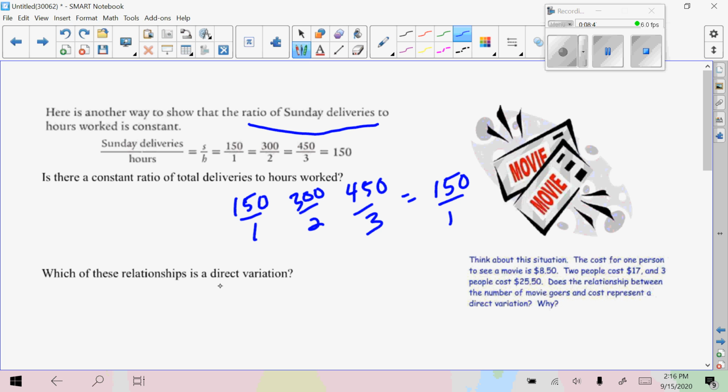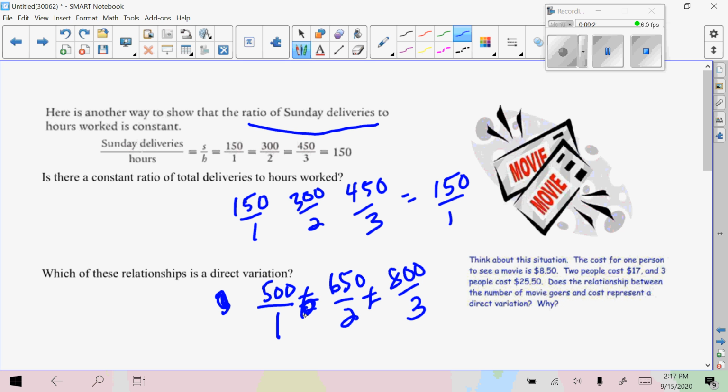Now if we look at the total deliveries, we start with 350 over 0, then 500 over 1, and then we had 650 at 2 hours, and then we had 800 at 3 hours. Now you can see that these are not equal to each other. There is no constant ratio.